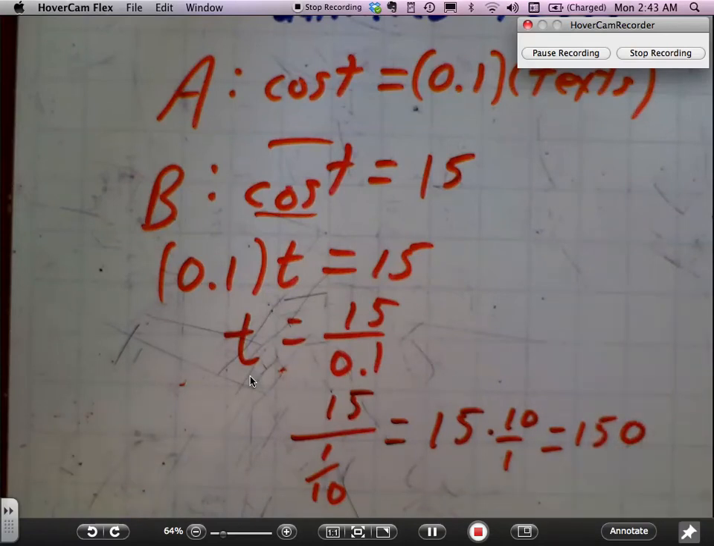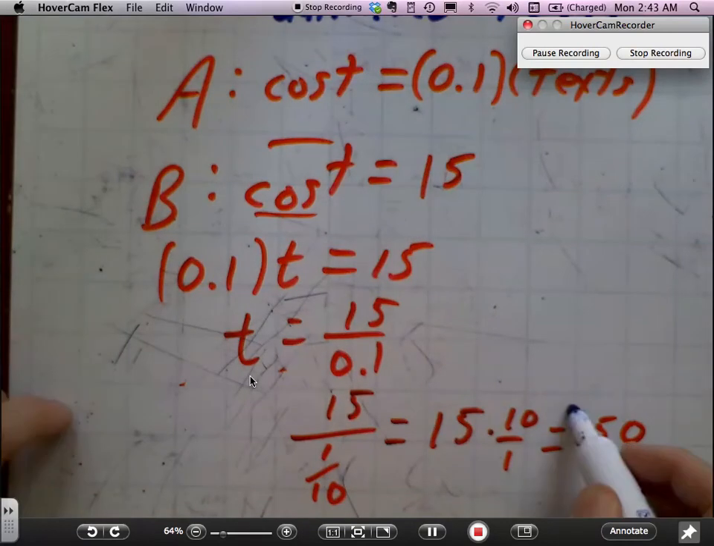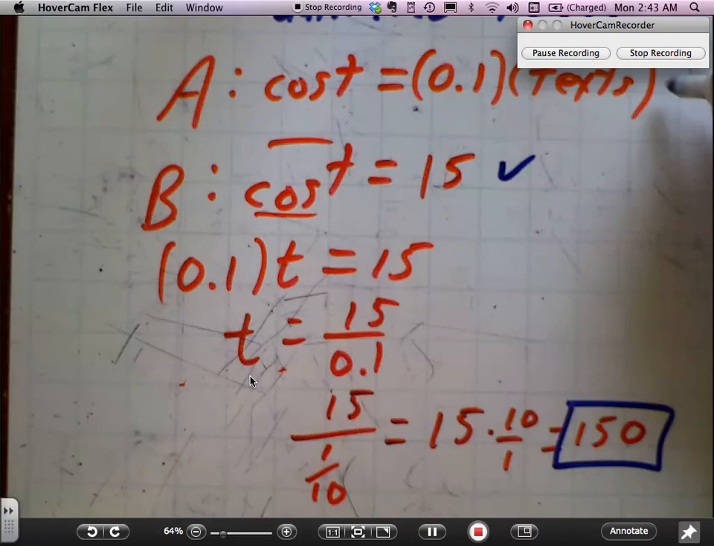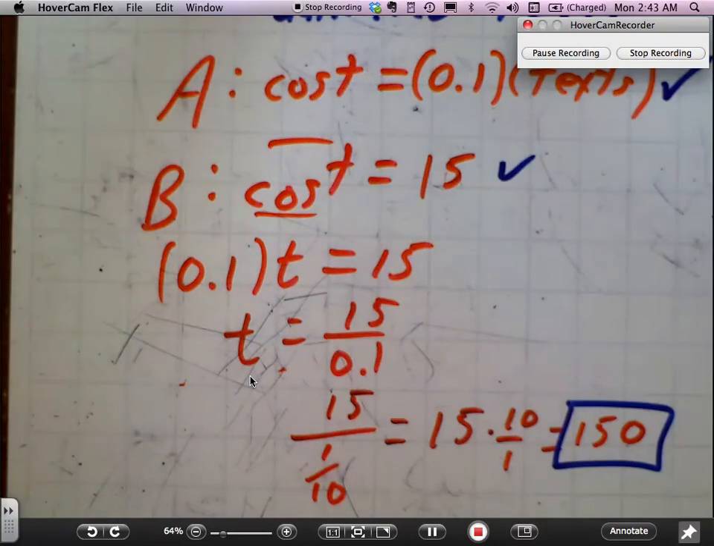150. So this quickly tells us that if I send 150 texts, it doesn't matter. I'll pay the same with A or B. And clearly, if I'm going to send more texts than that, it probably makes sense that I would go with plan B, where I don't pay for those extra texts. But if I'm only going to make 3 texts, then clearly plan A would be better. That would only cost me 30 cents instead of paying the $15.